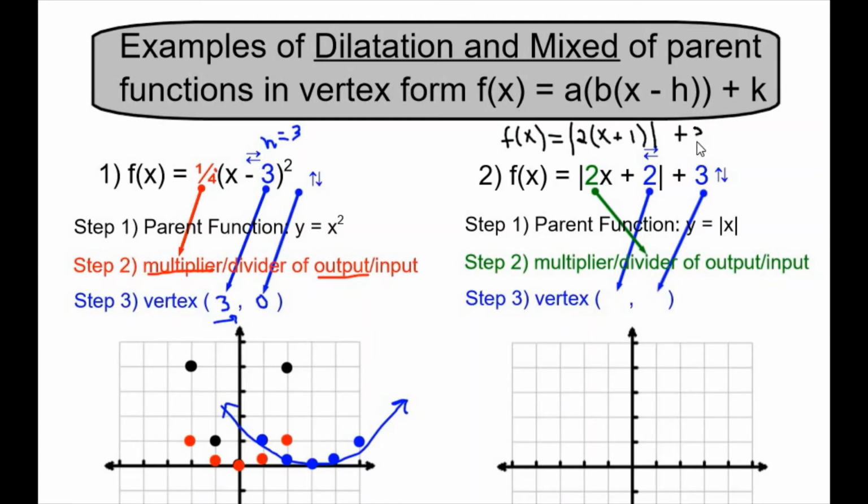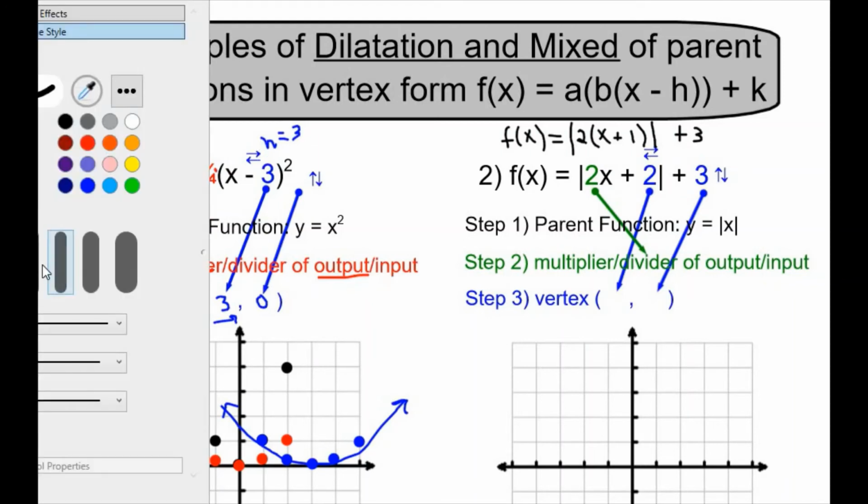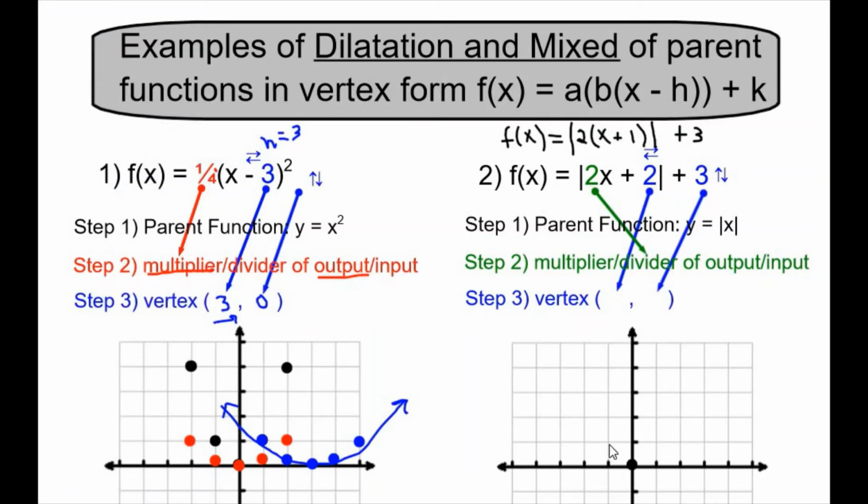Now some students after that, they'll scratch this out so they make sure they don't go back and look at the wrong values. But for right now, I'll leave it, and I'll do that when we look at the translations. So parent function in this case is the absolute value, which is 0, 0. The absolute value of negative 1 is 1. The absolute value of 1 is 1. Negative 2 is 2, and 2 would be 2. So there's your traditional absolute value V.